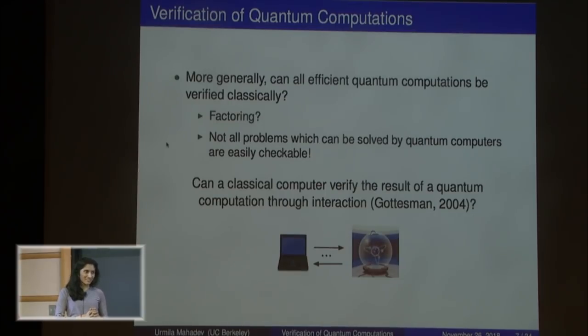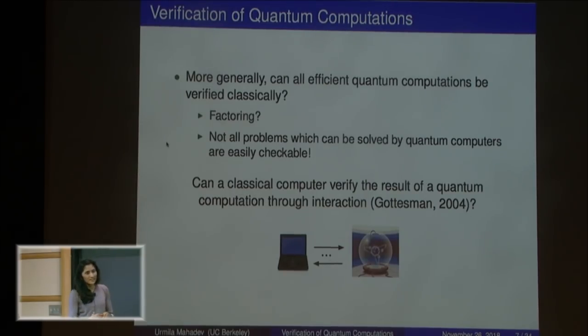Okay. To define it formally, you say that if the prover is reporting the honest answer, then the verifier should accept with high probability. And if the prover is reporting anything but the honest answer, the verifier should reject with high probability. Does anybody have questions on interactive proofs?